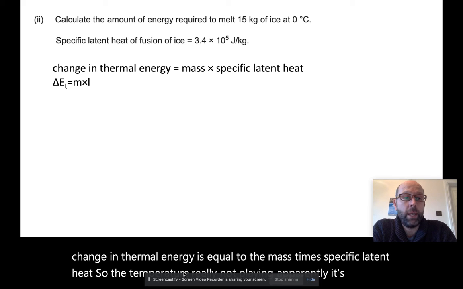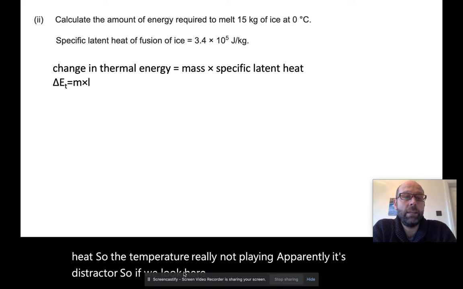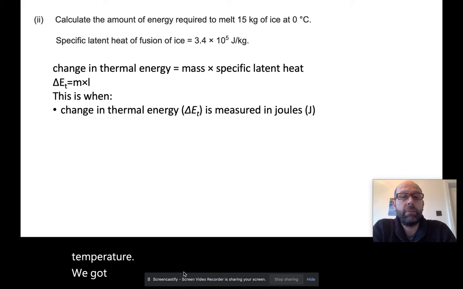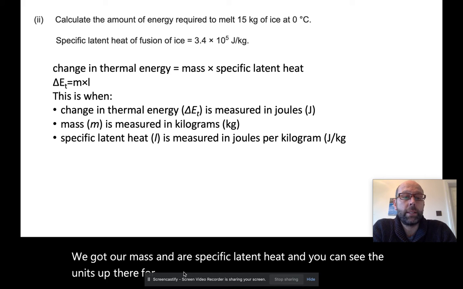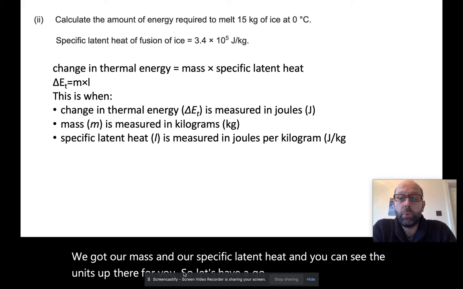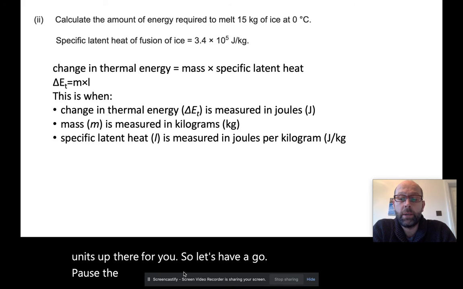So if we look here, delta E_T for a change in thermal energy, we've got our mass and our specific latent heat. And you can see the units up there for you. So let's have a go. Pause the video, have a go. Now you have the equation and restart in a second.